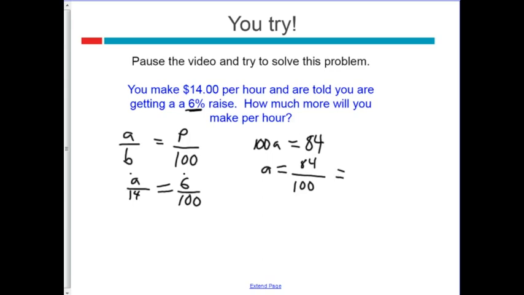And since we're talking about dollars and cents, this means your raise was 84 cents. So in context of money, you want to turn that into dollars and cents. So that's not what you're being paid. You're not being paid 84 cents, but you're being paid 84 cents more. Hopefully you got that one right.